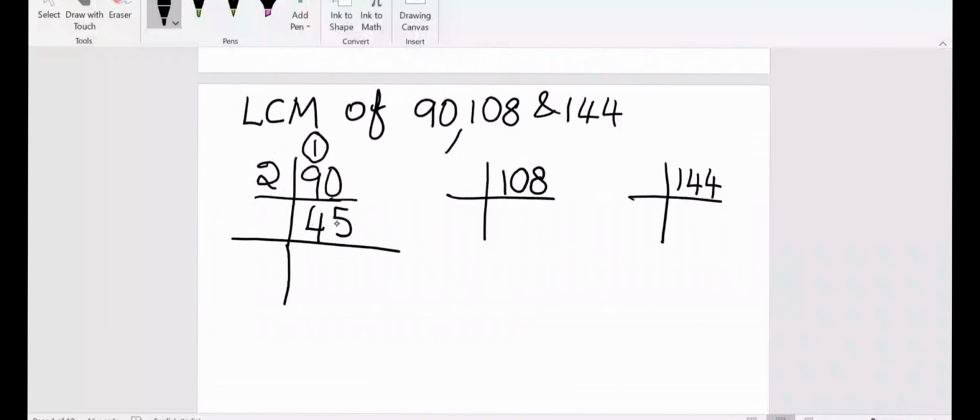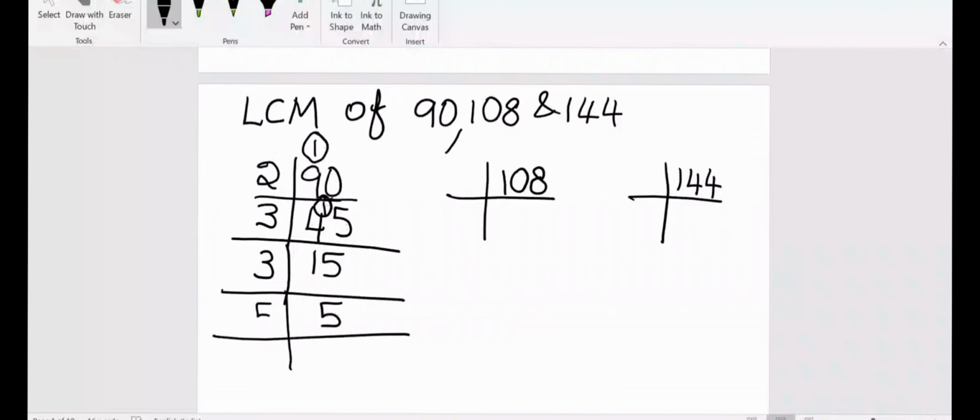Can we proceed with 2 in the next step? No, because now this is an odd number. So we'll try with 3 now. 1 into 3, 3. The balance is 1. So it is reading as 15. 3 into 5, 15. Again, I will proceed with 3. 3 5s are 15. Next, I cannot do with 3. So I'm taking 5 here to get the remainder as 1. So this step is done.